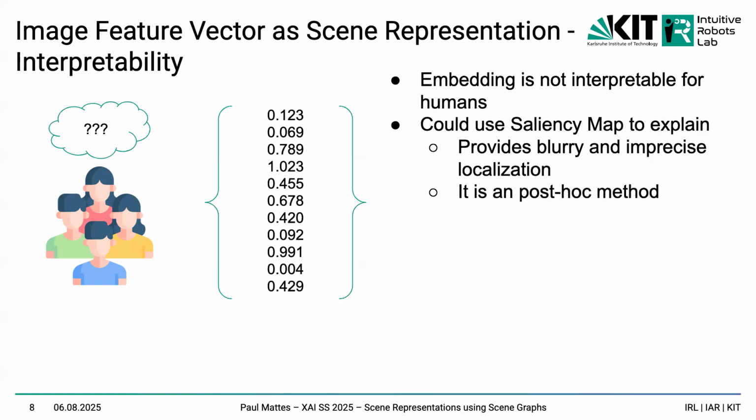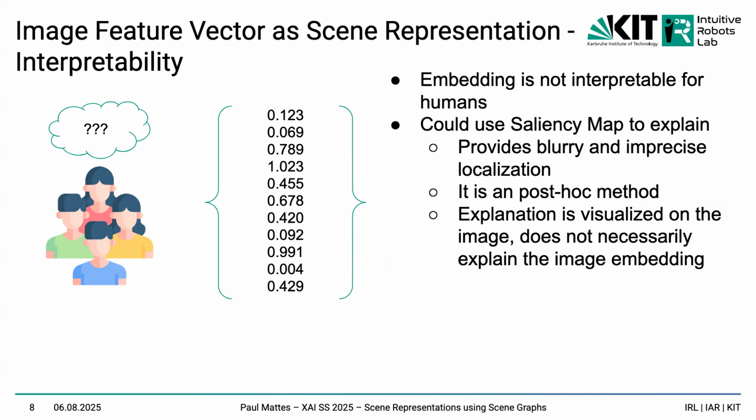It's also a post hoc method. So we try to explain the model itself, and we don't incorporate this explainability in the model itself, so the model does not learn on such explainable things. It could also be an illusion of explainability. The explanation is visualized on the image, but does not necessarily explain the image vector itself, right? I still don't know what values in this image vector actually refer to specific objects. I only know what the model thinks is important in an image if I input it.